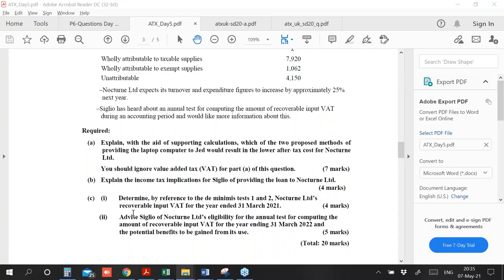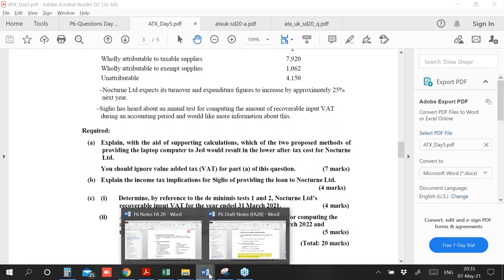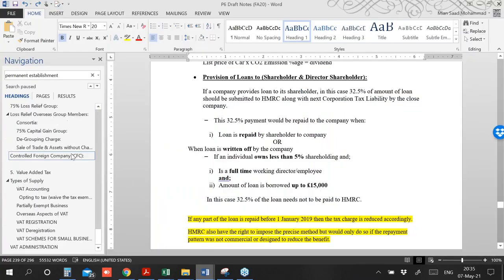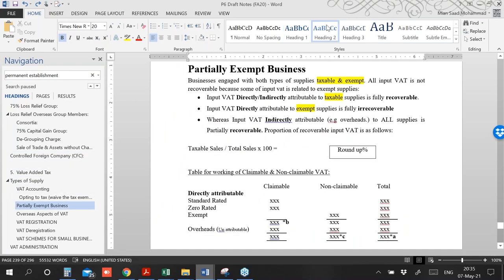Let me read the last requirement. Advise Siglo of Nocturne Limited's eligibility for the annual test for computing the amount of recoverable input VAT for the year ended 31st March 2022 and the potential benefit to be gained from its use. Now, both of these topics, the de minimis tests and the annual test, are correlated and relate to VAT. If you open my notes and go to the chapter of VAT, that is the last chapter, there's a heading called partially exempt business. In partially exempt business, you'll find that there are three types of tests.